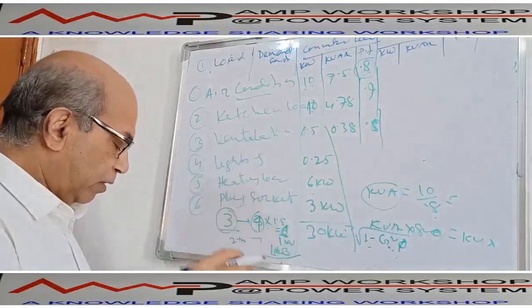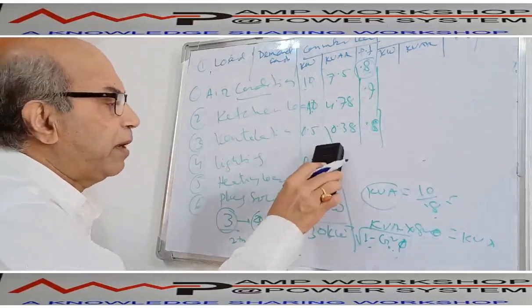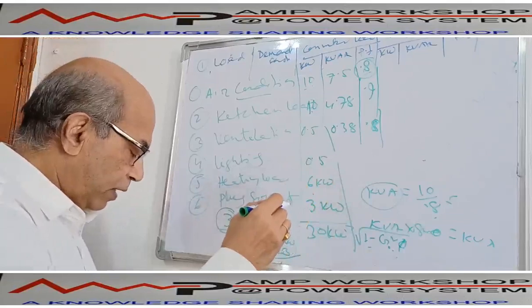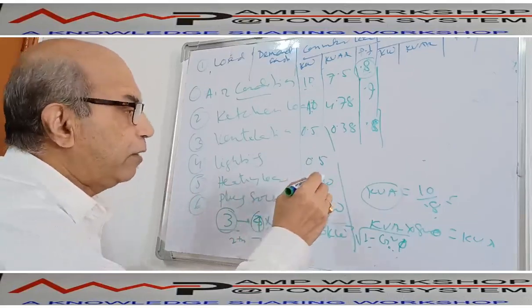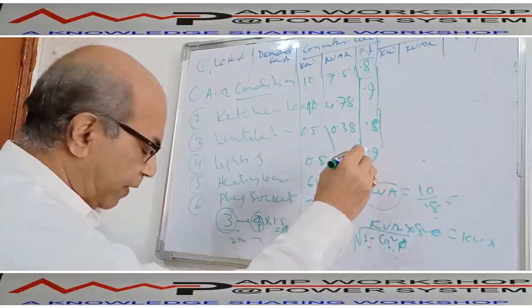Then your lighting load is 0.5. We have considered lighting load here, and maybe some other load will be there. So it will be 0.5 lighting load. For this lighting load, 0.95 is the power factor, so the lighting KVAR will be 0.16.